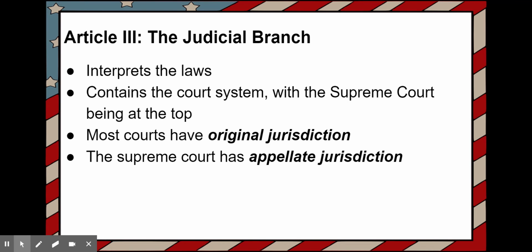Okay. So Article 3 is the judicial branch. The judicial branch. What does the judicial branch do? They interpret the laws. Okay. They interpret the laws. The judicial branch is made up of the court systems. Okay. With the Supreme Court being at the top. Nobody is higher than the Supreme Court.